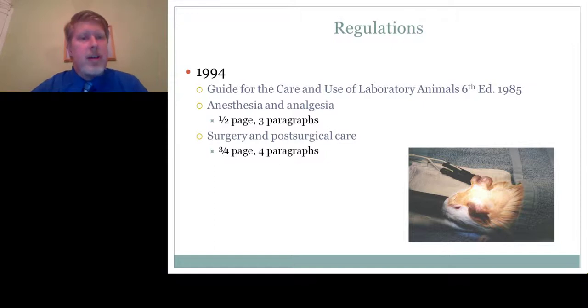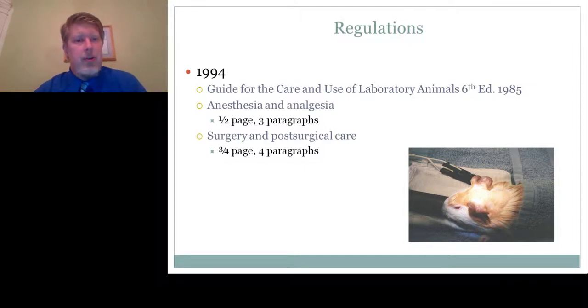So when I started in the field, yes, there are regulations. Yes, you must follow them. The Guide for the Care and Use of Laboratory Animals is kind of the Bible, if you will, within at least the United States. There's a PHS policy that's very similar, but the guide is pretty much our standard.